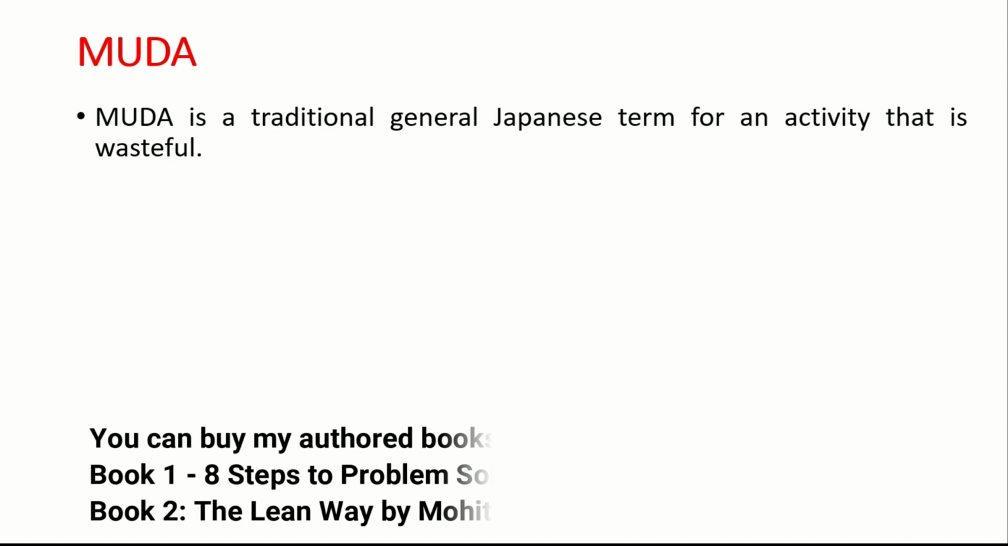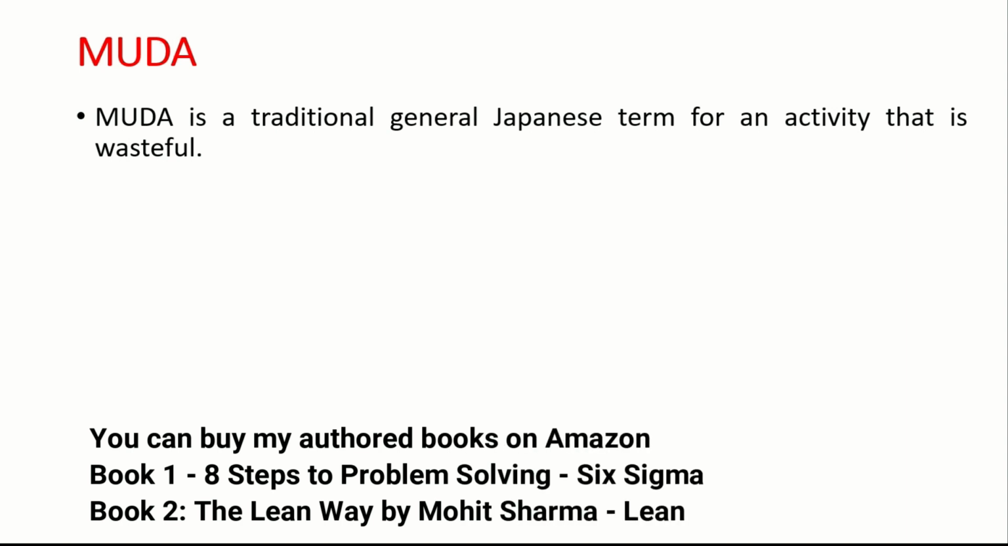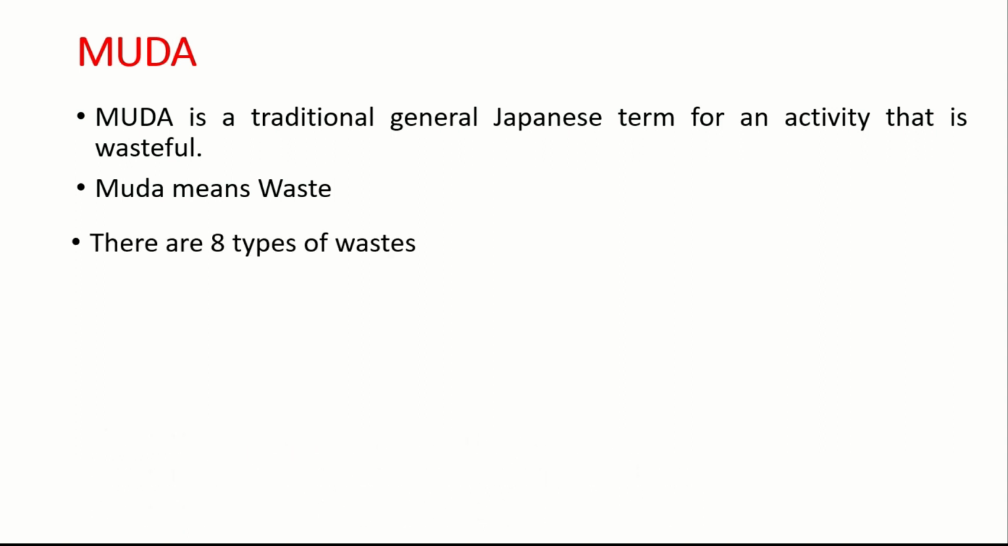The next Lean Six Sigma tool is Muda. Muda is a traditional Japanese term for an activity that is wasteful. Muda actually means waste. So what we have to do is identify the different types of waste which exist in a process, and we need to try and eliminate that waste. There are 8 types of waste.